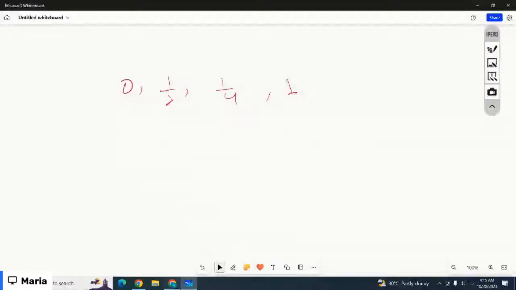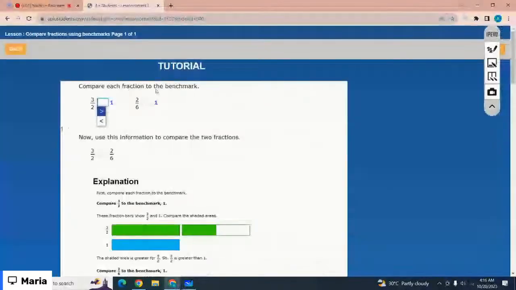Let's start with comparing each fraction to the benchmark. You can see the benchmark here is 1, right? You have to compare both the fractions to 1. You have to compare 3 by 2 to 1 and 2 by 6 to 1, right? So basically, you are comparing 3 by 2 and 2 by 6, using 1 as the benchmark. Compare 3 by 2 to benchmark 1.